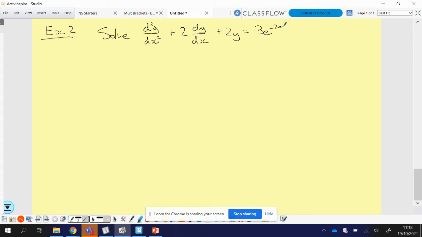So to find the general solution, we're going to have to find our complementary function. We're then going to have to find a particular integral, and combine them both together. So let's start off with our auxiliary equation: d squared plus 2d plus 2 equals 0. Just to let you know, that does not factorise.